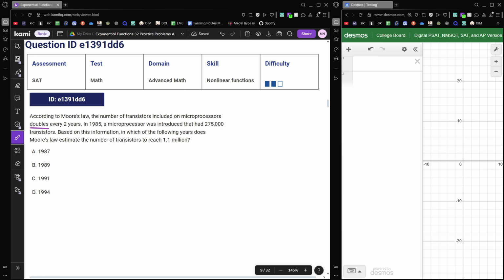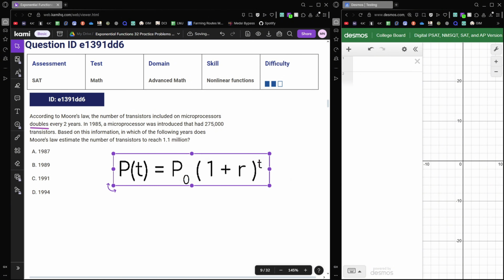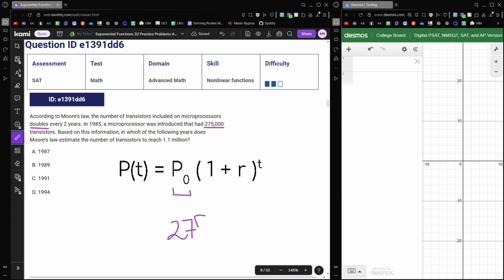So here it says the number of transistors doubles, so we know it will be an exponential growth problem. And here's the formula for exponential growth. Now let's go ahead and fill this out. We know that the first number will be the initial value, and here the initial value is 275,000. Then we know that the second number will be the rate of growth.